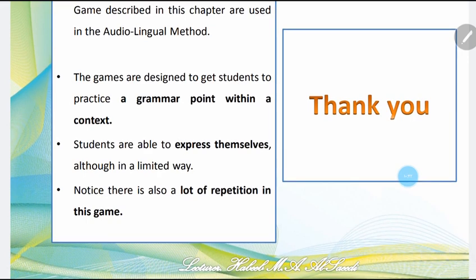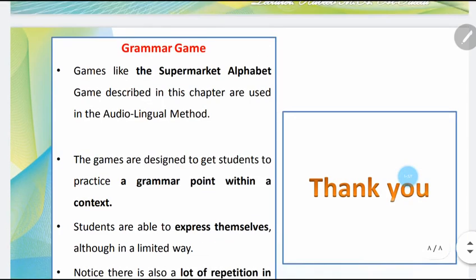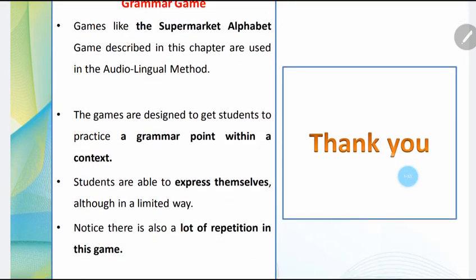Students are able to express themselves, to talk about themselves. "I'm going to the supermarket, I need these things." Note there's also a lot of repetition in this game, and repetition is important in the audiolingual method to help students memorize phrases, sentences, and the whole dialogue. So the grammar game is the last point the students work on, and it's important for them to practice a grammar point within a text, and also to repeat them many times to be able to memorize them. And this is the last point here.